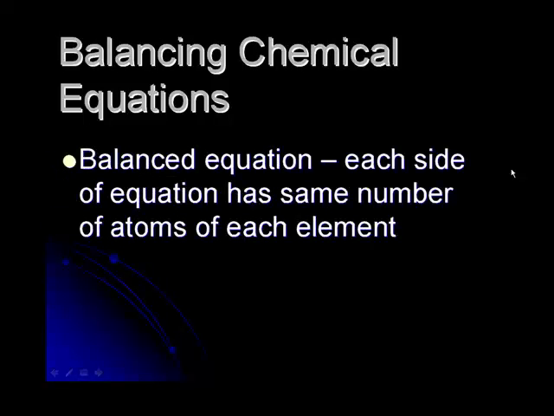So, what a balanced equation is: it means each side of the equation has the same number of atoms of each element on the left side of the arrow and the right side of the arrow. So what I'm saying here is if I've got 2 carbons on the left side of the arrow, on the right side of the arrow, I need to ultimately have 2 carbons. And when that's the case, we say it's balanced. When that's not the case, we say it's unbalanced if you have an uneven number on opposite sides of the arrow.